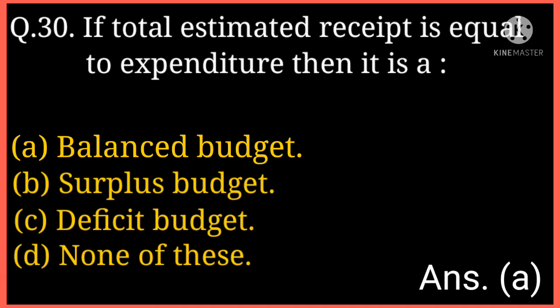Now question number 30, if total estimated receipt is equal to expenditure, मतलब अगर receipt और expenditure दोनों बराबर होगा तो कैसा बजट होगा? It is a balanced budget, that is here it is answer is A.